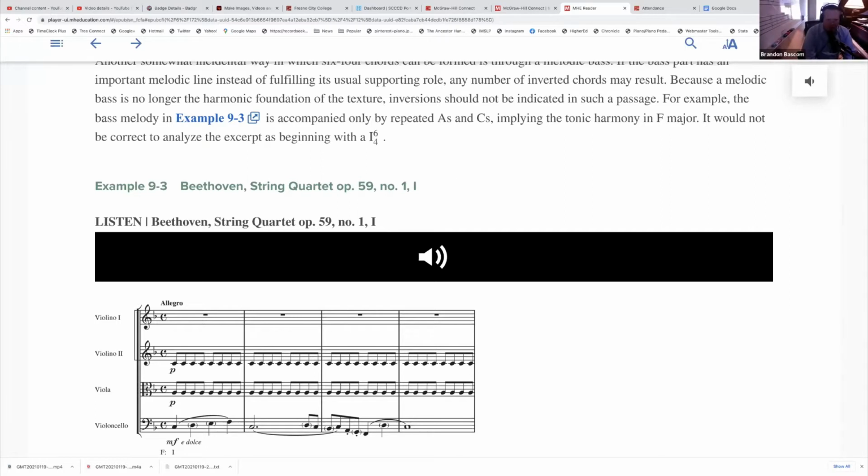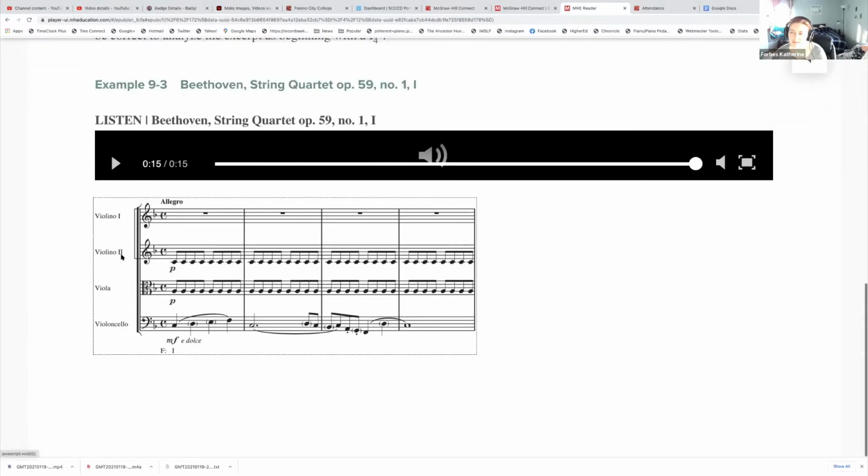So they're saying that we should not analyze that as a 1-6-4 because the melody is in the bass. How do you feel about that? Makes sense. I'm a little lost, but I'm just going to go with it.